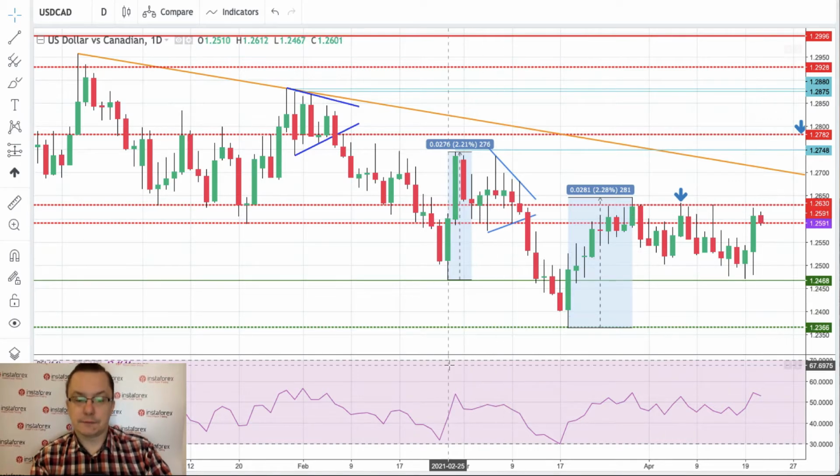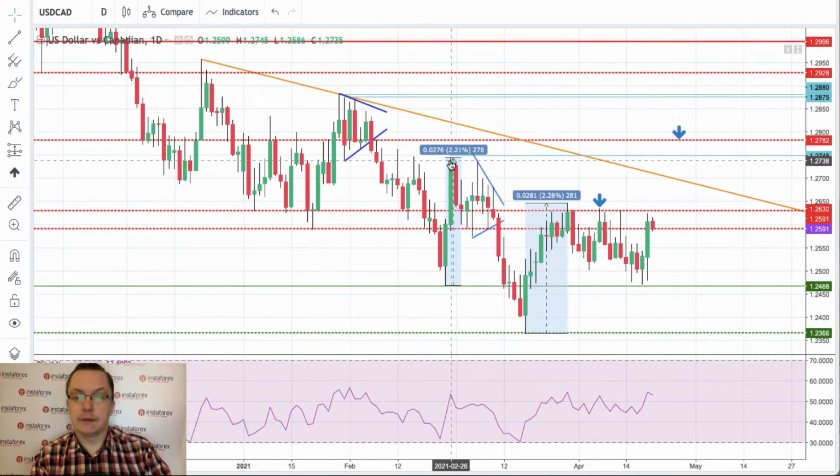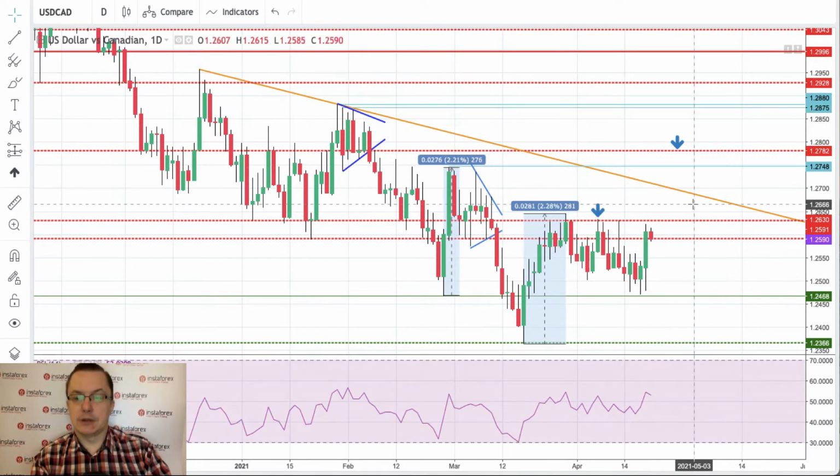So right now, let's just zoom out a little bit. Any kind of breakout higher above 1.2630 would definitely result in a test of this short-term trend line. This is like a 4 months trend line. So let's say it's a short-term trend line. And then, of course, if there is a breakout, the market will go towards 1.2748. But the next key technical resistance is 1.2782. This is where the blue arrow is, of course.